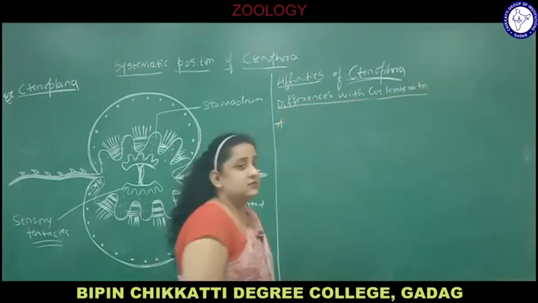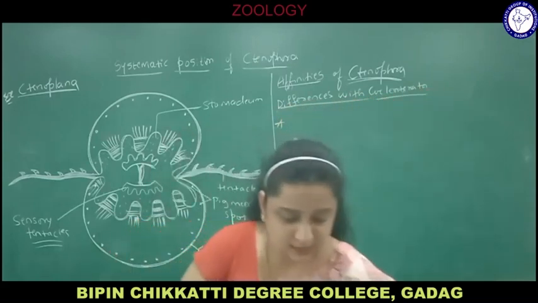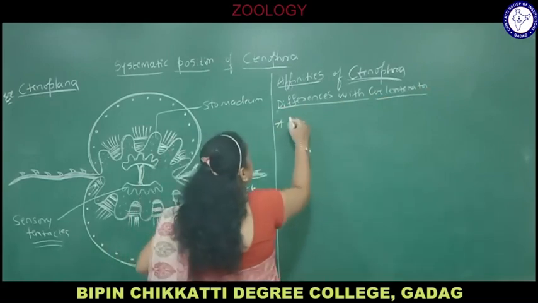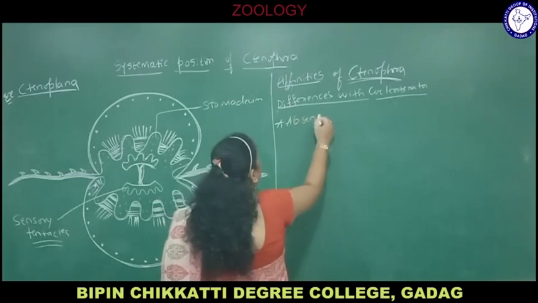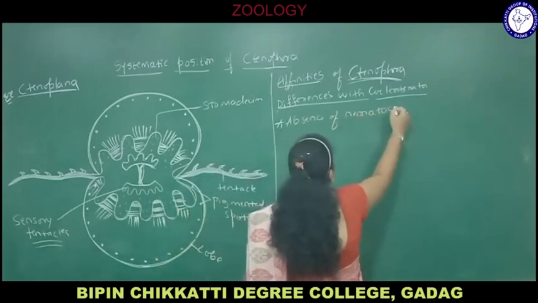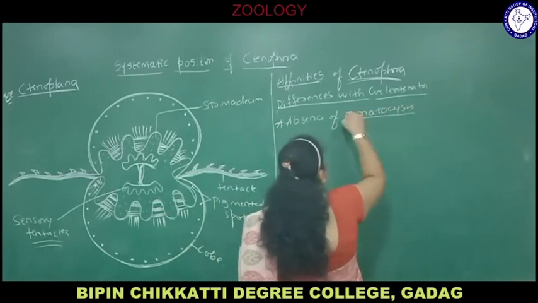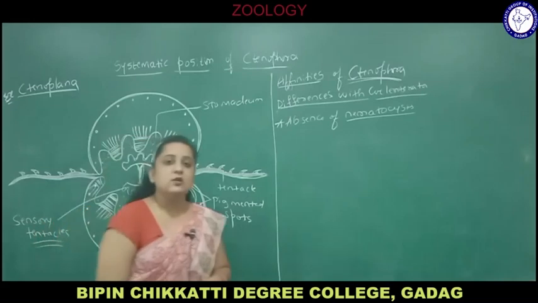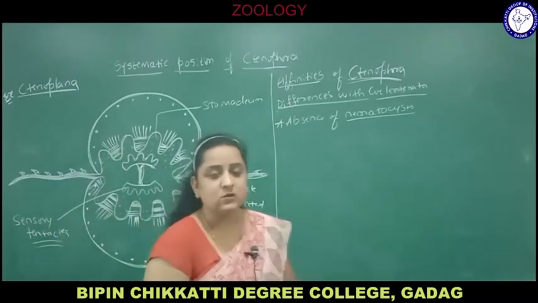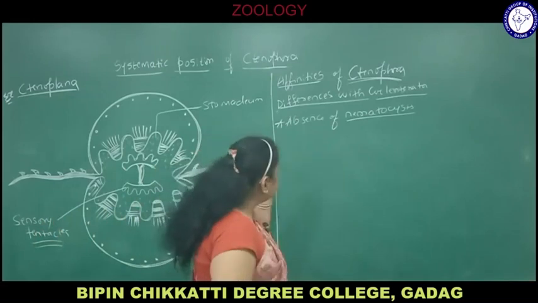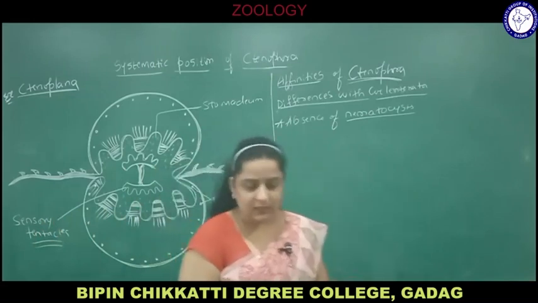Now, what are the differences which are present only in Ctenophora but not in Cnidaria? Absence of nematocyst. See students, if you recall the phylum Cnidaria, why is it called Cnidaria? Because of the specialized cells called stinging cells or nematocysts, which are absent in Ctenophora.